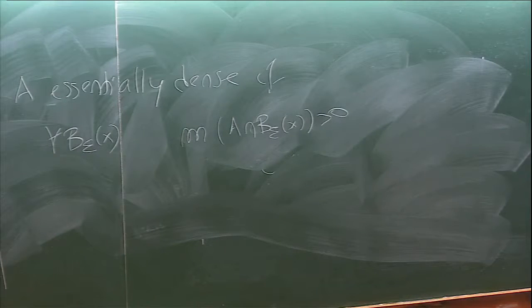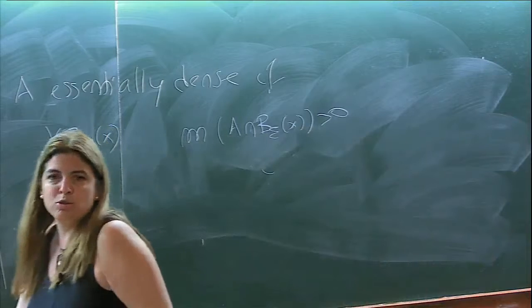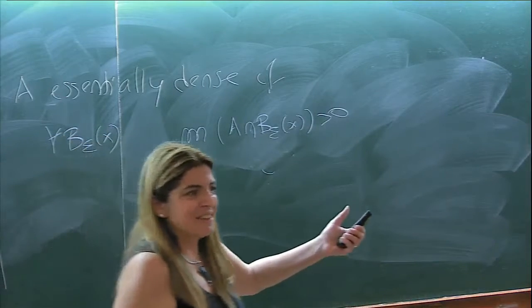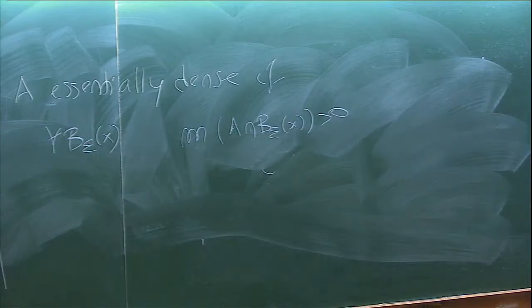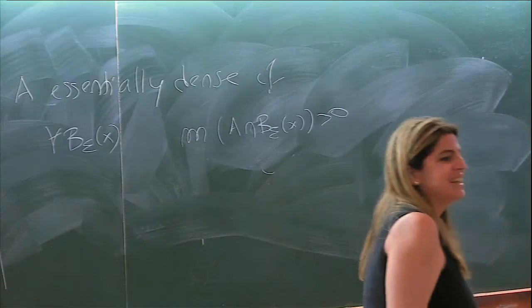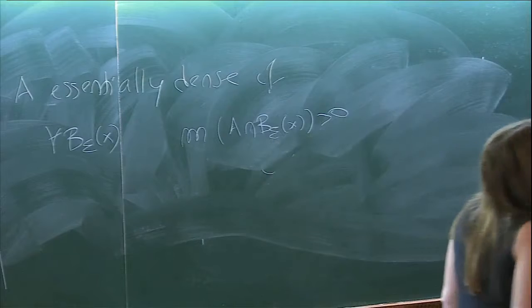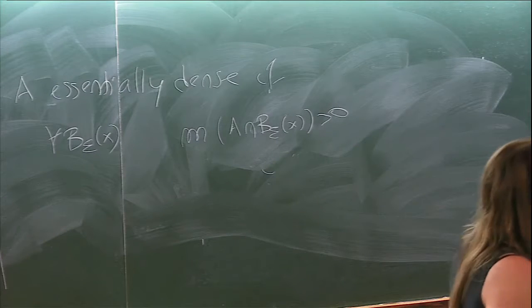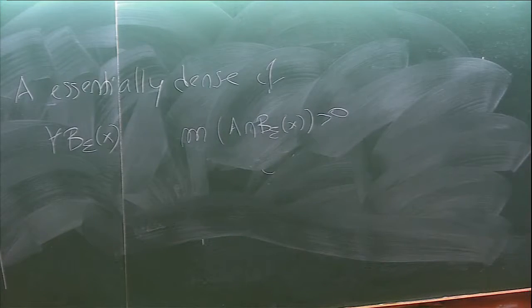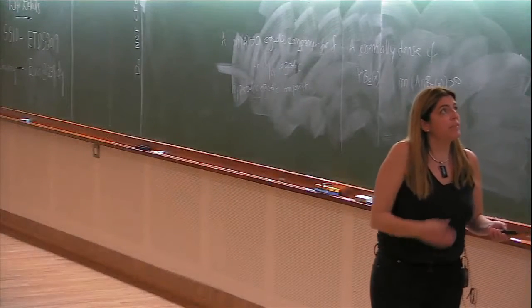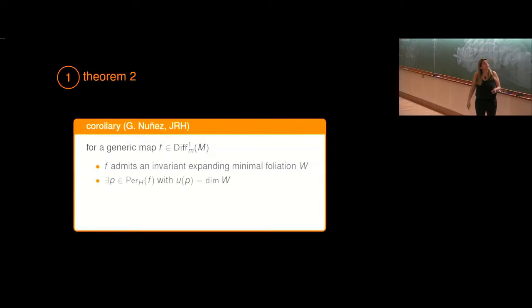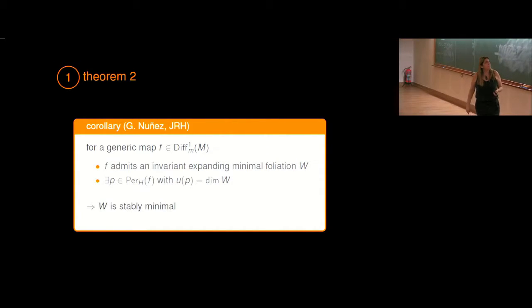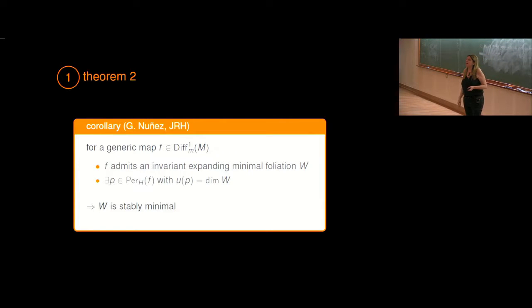So I would love to say that we are close to proving stable Bernoulliness, but being dense, we know that it's not the same as being all. But well, it goes in that direction. But this has very interesting consequences. As a corollary, we have that if we have an invariant expanding minimal foliation, and you have this magical periodic point, then the foliation is stably minimal.